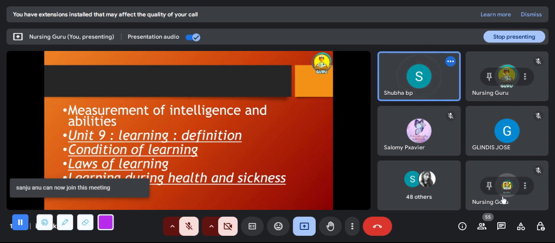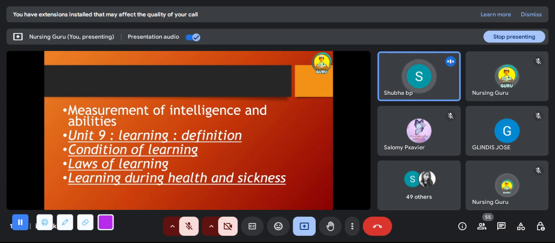They may ask you to write about the theories of learning for 15 marks. And the last one is learning during health and sickness. If you are in a good health condition, what are the learning activities you can do? If the person is having sickness, how is it going to affect the learning activities?